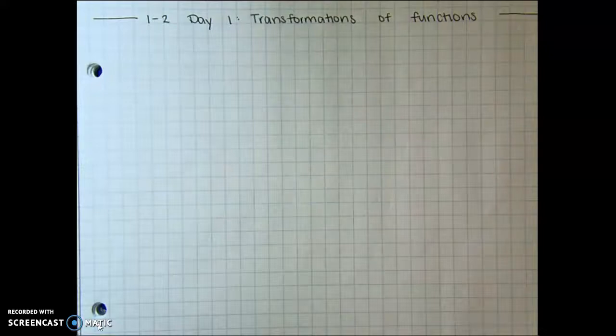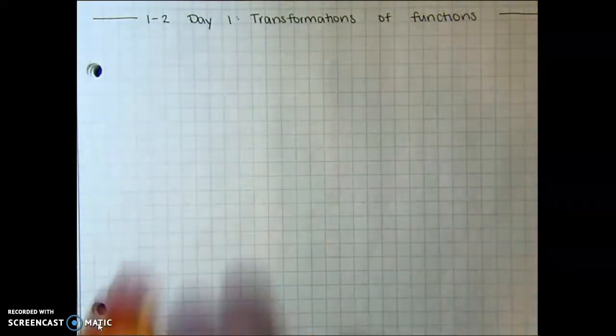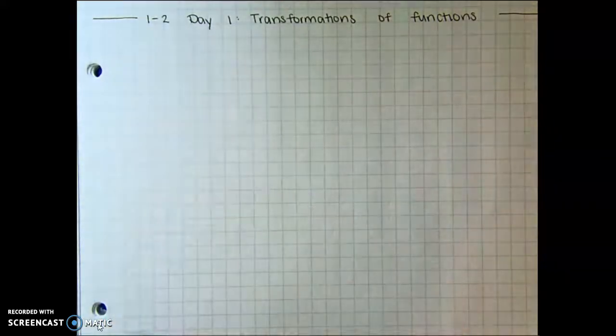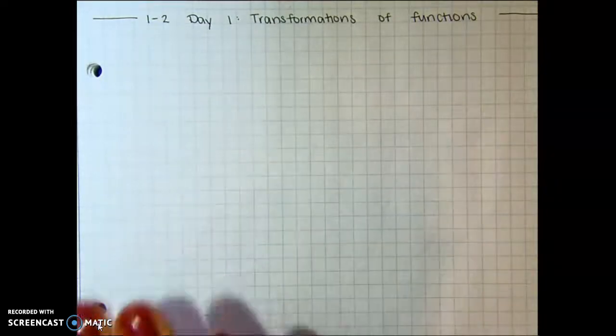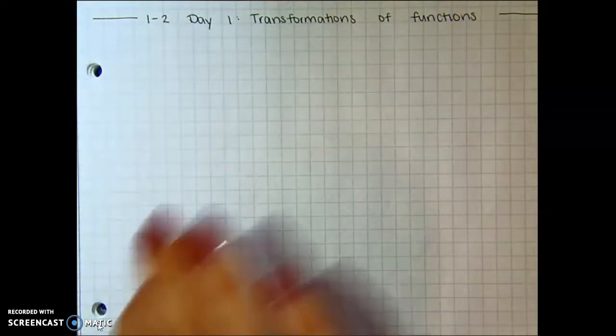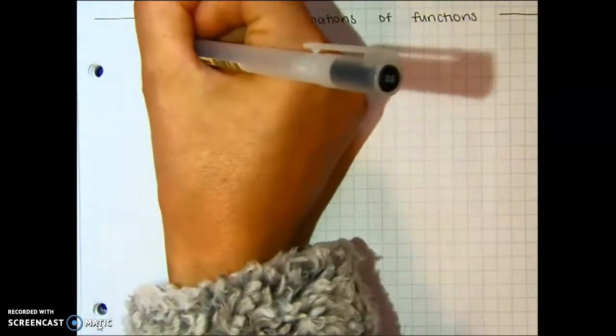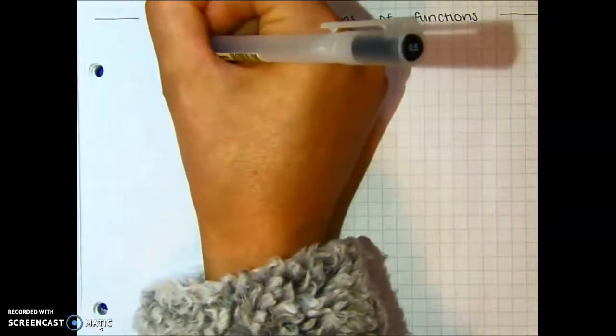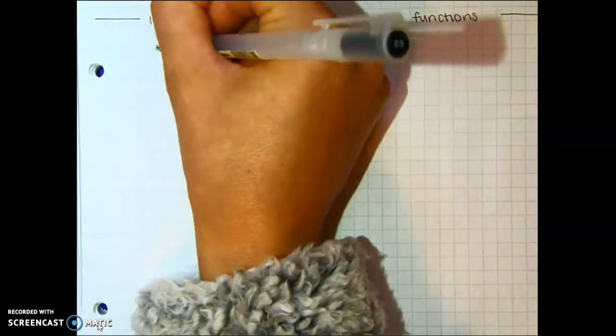Section 1-2, Day 1. We're going to be talking about transformations of functions, and we're talking about two functions in particular, the absolute value function and a quadratic function. Now, you learned both of these back in Algebra 1, so this is a review of vocab, graphing, etc. So let's talk about the parents first, because the parents are very important.